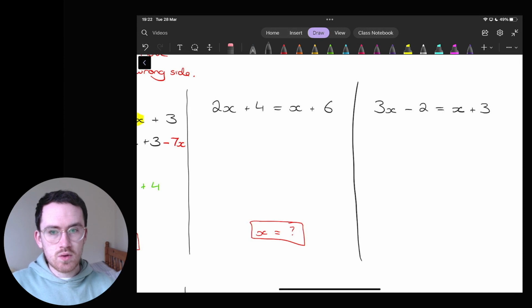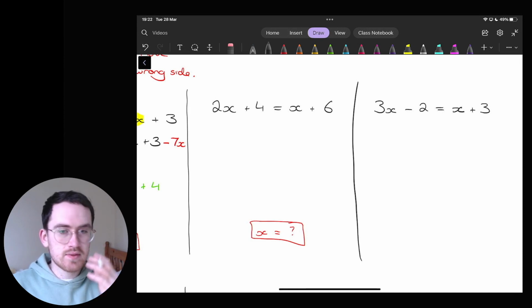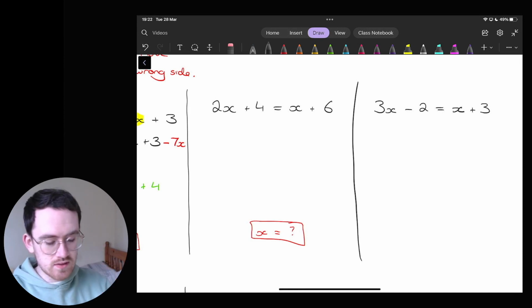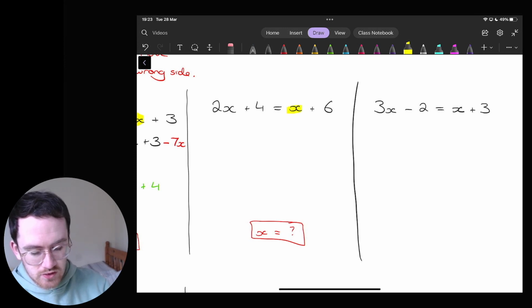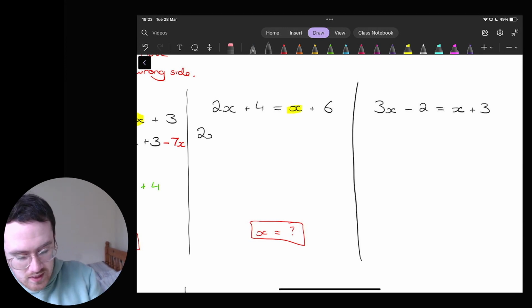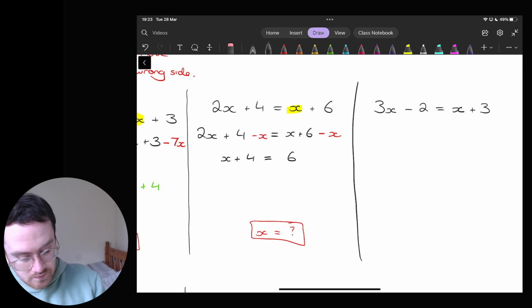Do the next one. So 2x plus 4 is equal to x plus 6. So again, same idea, following the same steps. We want to get rid of that x first. Okay, so to get rid of that x, at the minute it's just plus 1x. So what we need to do to both sides is take away x. On the left-hand side, that's going to leave me with x plus 4 equal to 6.